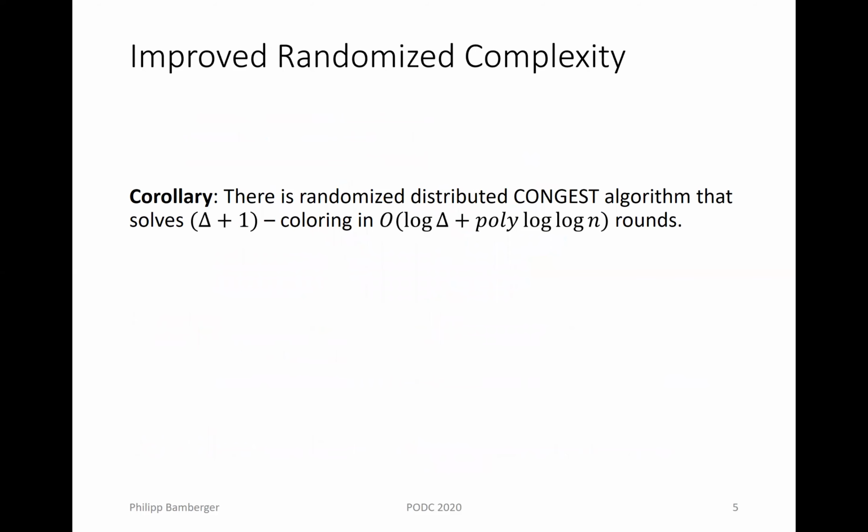The improved deterministic complexity also leads to an improved randomized complexity of Delta+1 coloring in CONGEST. With the log Delta randomized graph shattering algorithm by Ghaffari, we can color a subset of nodes such that the graph induced by the remaining uncolored nodes has connected components of size O(log n) with high probability. Then we run our deterministic polylogarithmic coloring algorithm on these components.